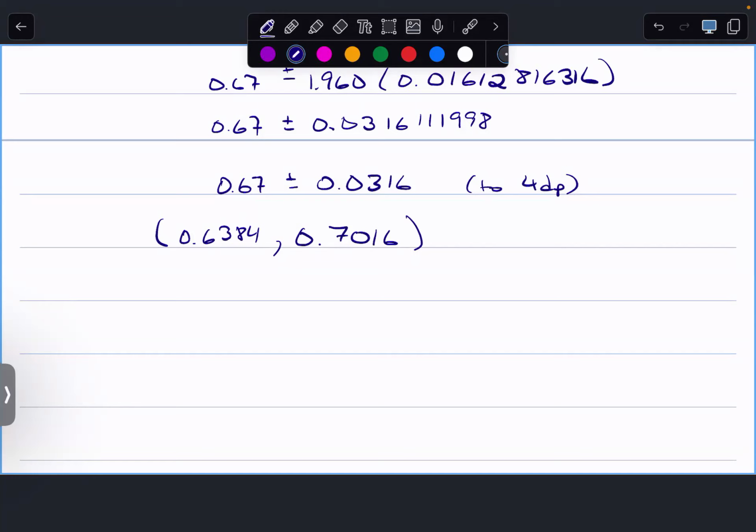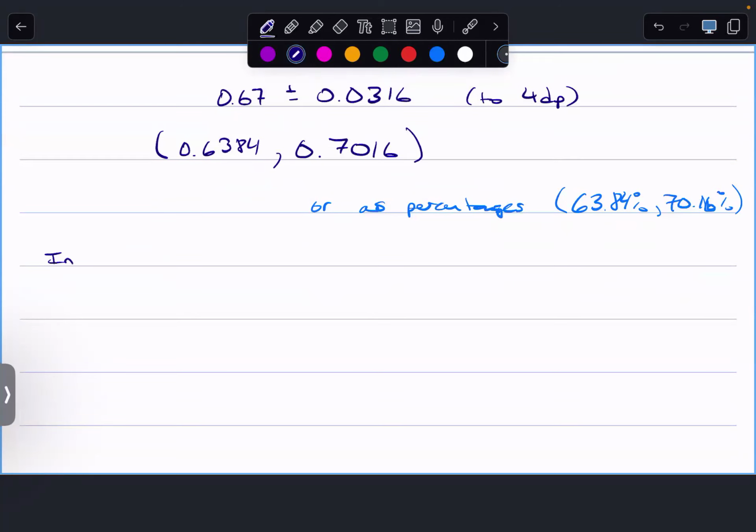This is the 95% confidence interval. Notice that we've gone down a little from 67 and up a little from 67 if we convert these to decimals or to percentages, right? And so here, as percentages, 63.84% up to 70.16%. Whichever you prefer. If you're using percentages, you have to say percentages. If you're using proportions, you have to say proportions, right? Because now, what's the next thing we have to do? We have to interpret the interval.